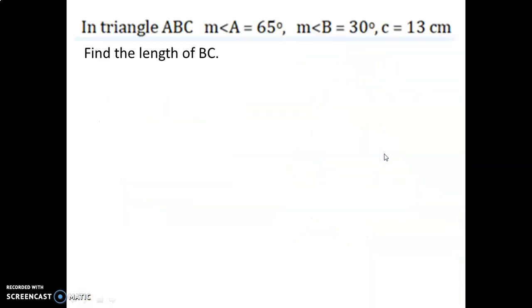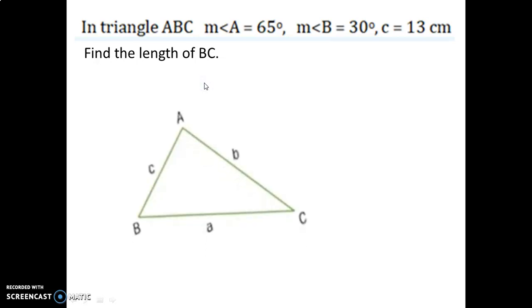Let's try it. So we have a triangle here. We're told it's triangle ABC. We know an angle, we know another angle, and we know a side. Let's see if we can draw it and find the length of BC using the sine rule. Okay, now that you've tried, let's check. So here's triangle ABC. We are given angle A is 65, angle B is 30, and side c is this one. So it's opposite angle C, and it ends up being the side between these two.